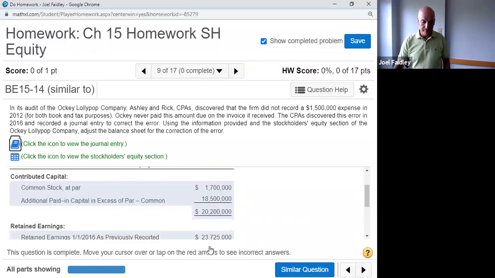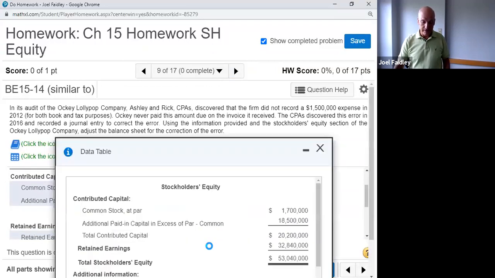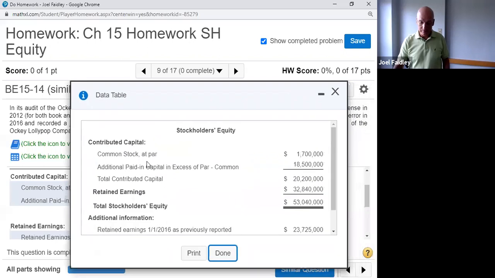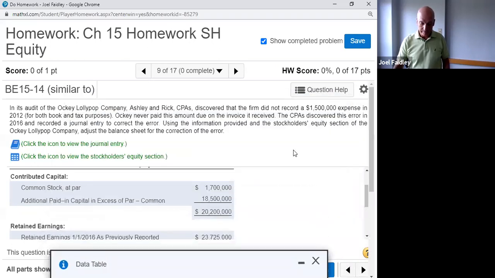We need to put in this information that has to do with our common stock, 1.7 million and 18.5 million additional paid in capital. That's just a copy from this data table. Slide in there. There's your retained earnings, 32,840, but we need to correct that, don't we?